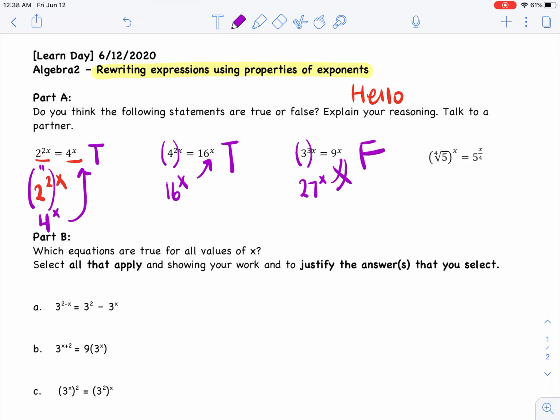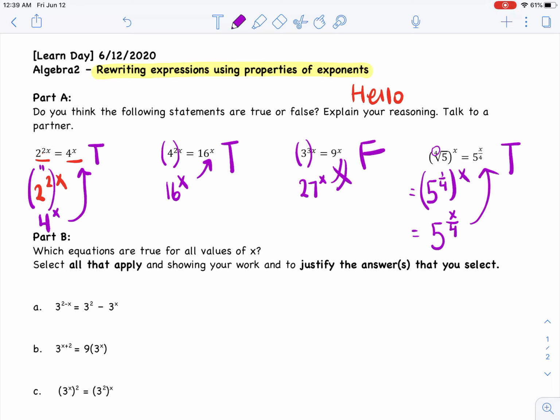And the last one, so we did the radical, right? Your index number is 4. So I can do it as 5 to the 1 over 4, to the x power. And then this one, power to the power. You can multiply it, right? So 5 to the x over 4. So you get the same thing. So this is true, right?